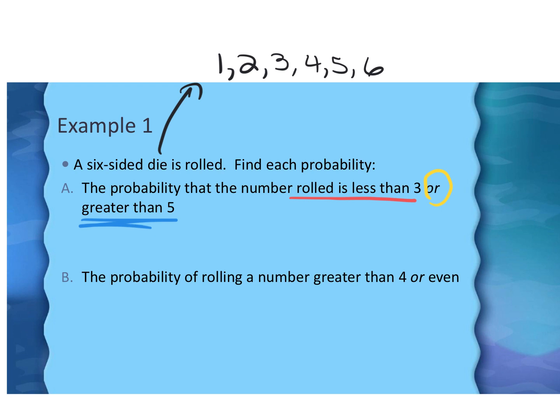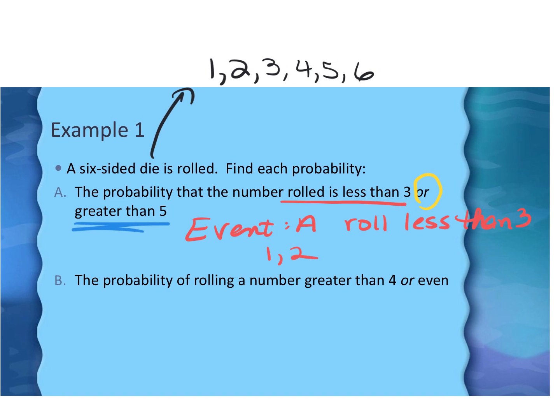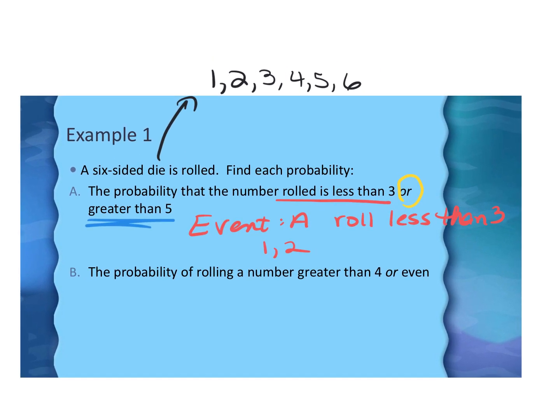So I'm going to define my events. So I'm going to say that event A is going to be I roll less than 3. Now let's go ahead and list our sample space for the numbers that are less than 3. And those numbers are 1 and 2. Now event B, that's what I underlined in blue there. My event B for this question is going to be rolling greater than 5.